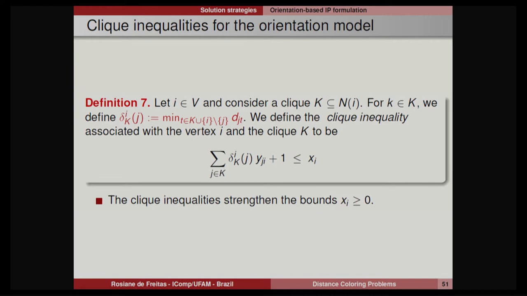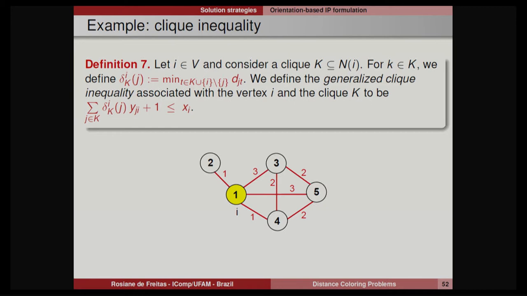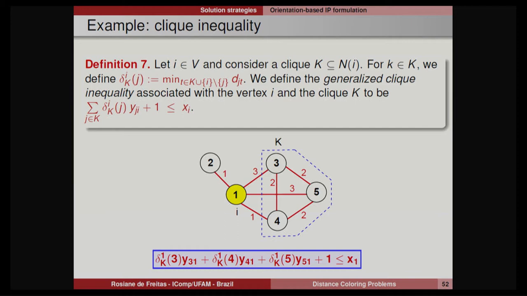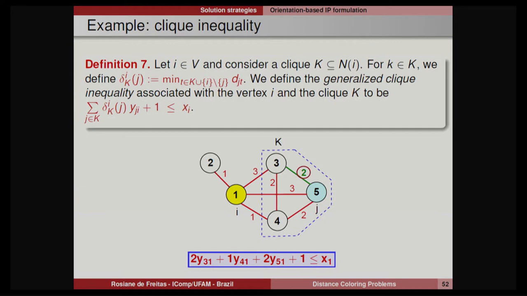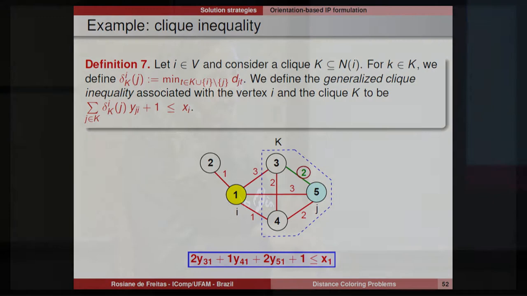If for each vertex we have a clique in the neighborhood of the vertex, we can get a strong lower bound for the decision variable. The normal bound is 0, but here we get a stronger one. We get the smaller value here, 2, and here for 4, 1. And for this case, 2, one of them. Each decision variable can be 0 or 1, but in any case, we have a stronger, more robust lower bound for the decision variable. This is our clique inequality.